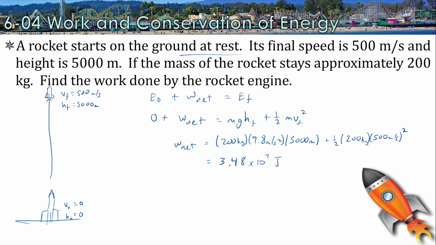So what's that, 35 million joules? It's quite a bit of energy. So that's a positive work. Positive work means energy is added to the system. The engine gave energy to the rocket. If the net work is negative, that means energy is taken out of the system.